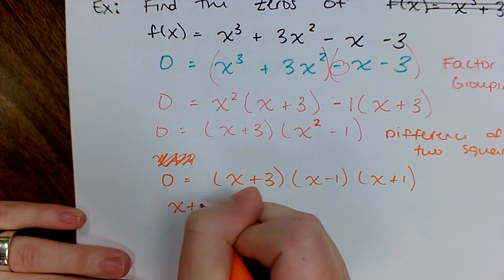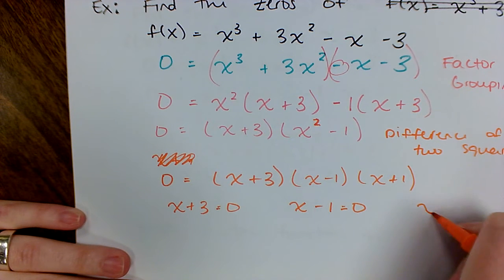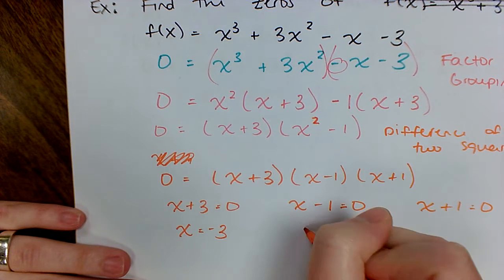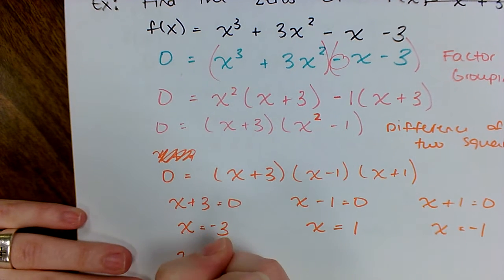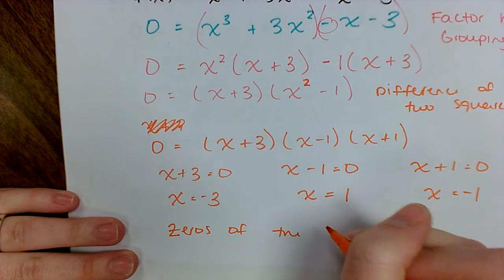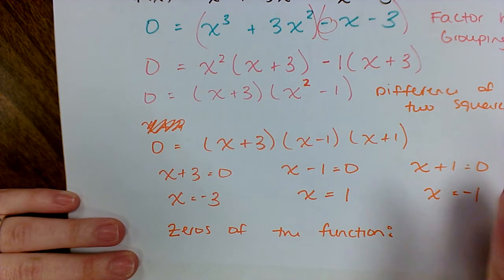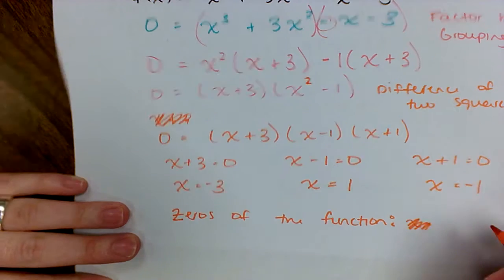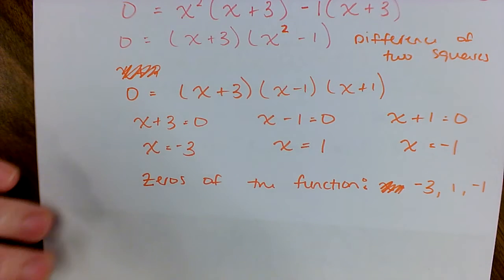And then we can set all of our factors equal to 0 and solve. And we would get x equals negative 3, x equals 1, and x equals negative 1. So the zeros of the function are just negative 3, 1, and negative 1. Those are your zeros.